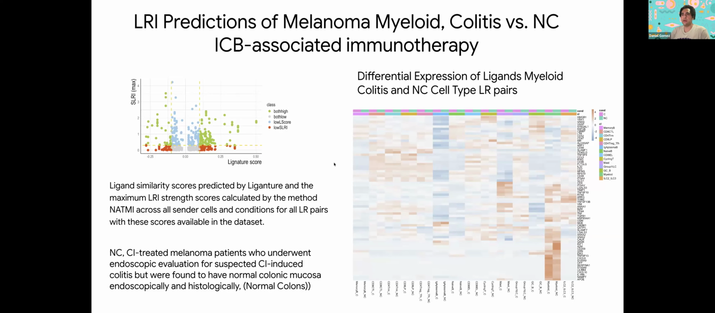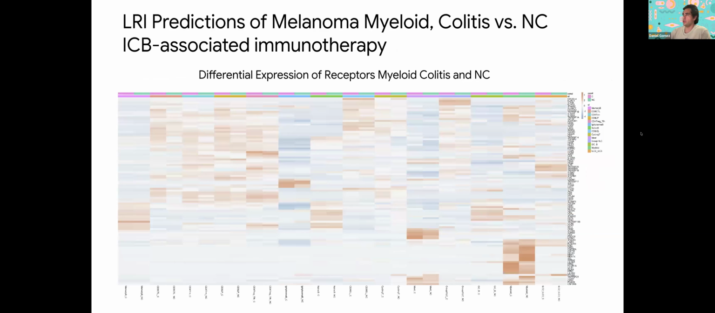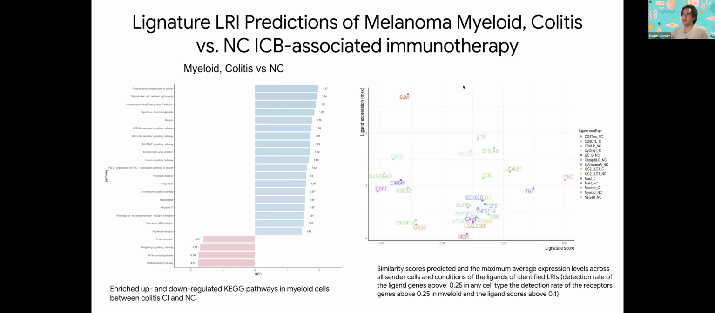So essentially, these are the similarity scores predicted by Lignature and the maximum LRI strength scores calculated by the method NATMI. They have both sender cells as well as the conditions for all the LR pairs that are available in this data set. So this shows ligand receptor interactions with immune checkpoint blockade associated immunotherapy for melanoma. And then here we see the differential expression. These are the same one, differential expression, just a little bit larger.